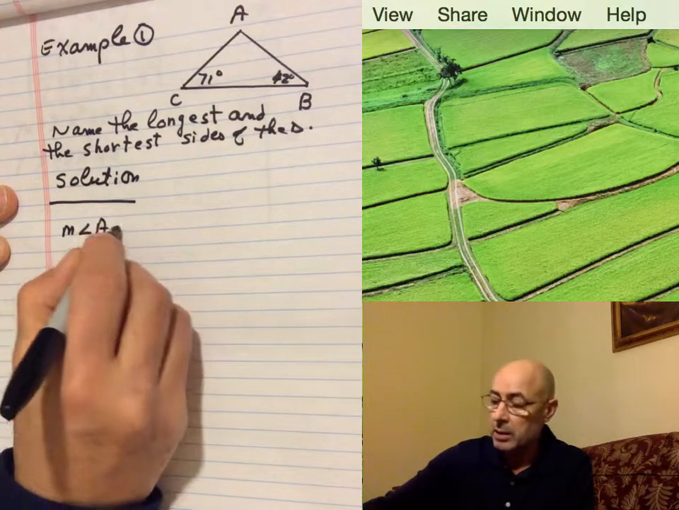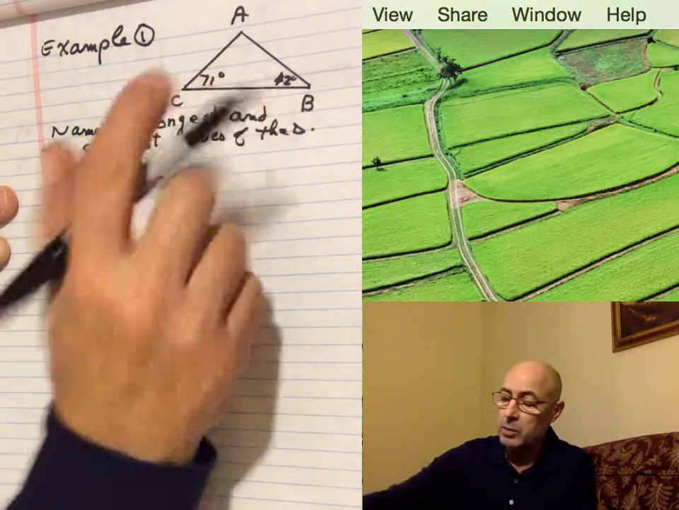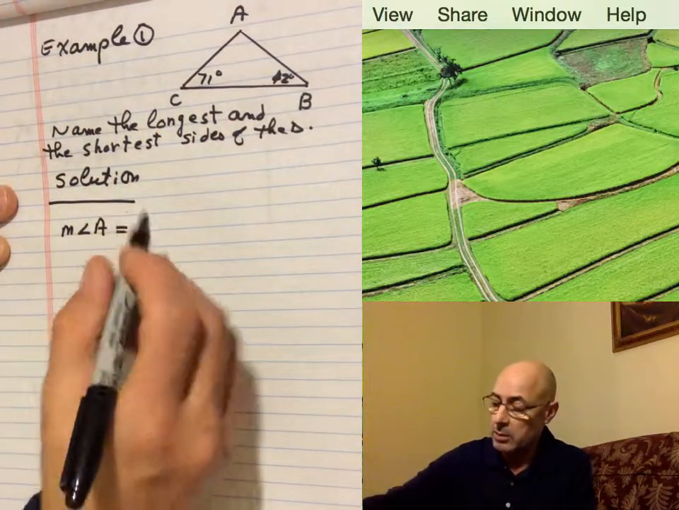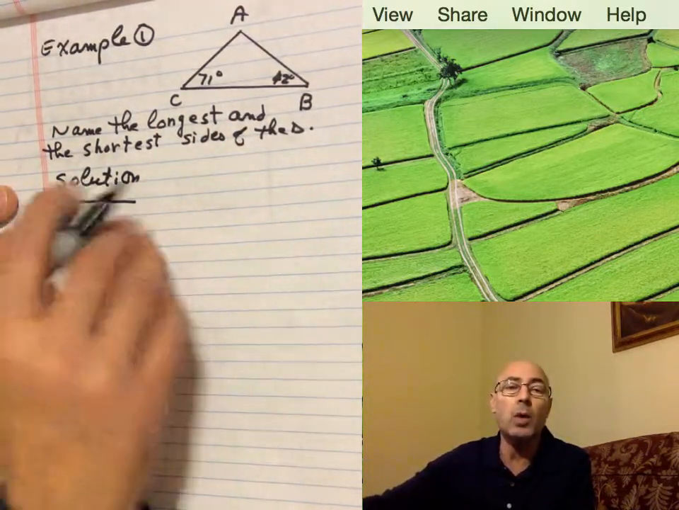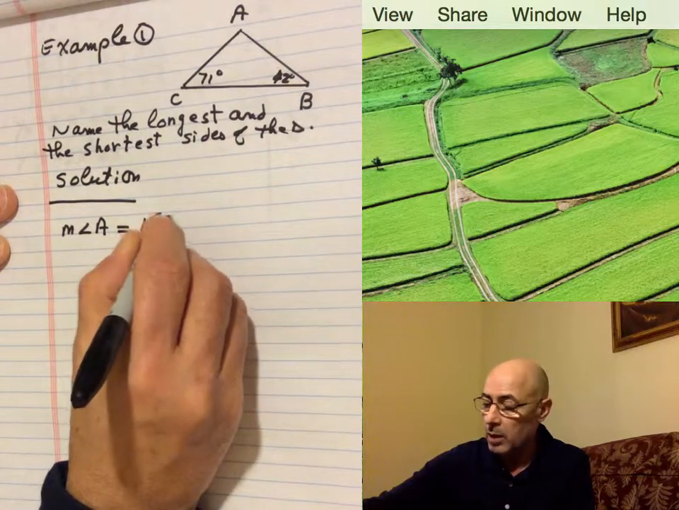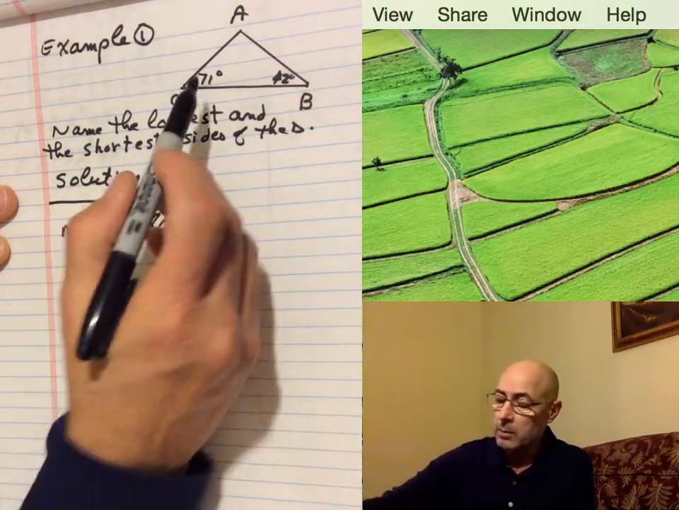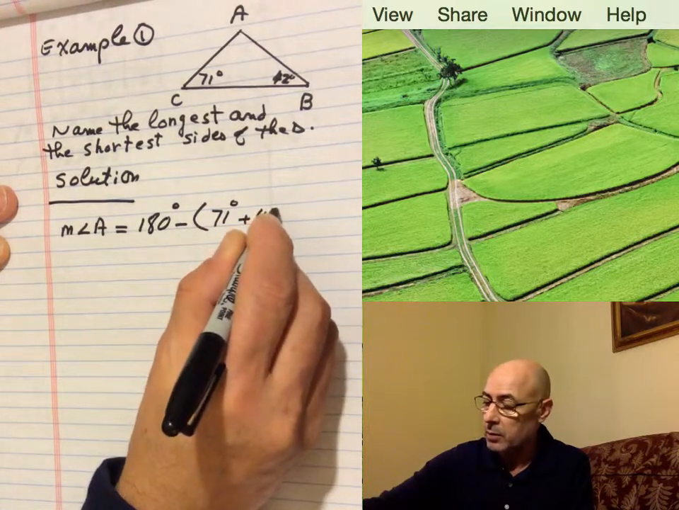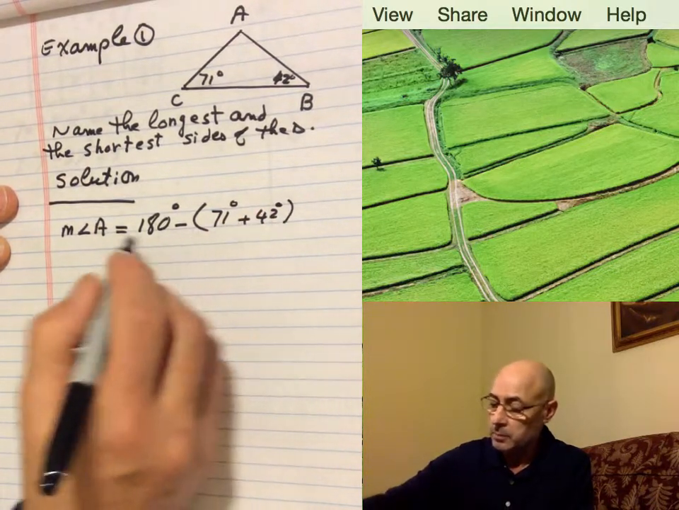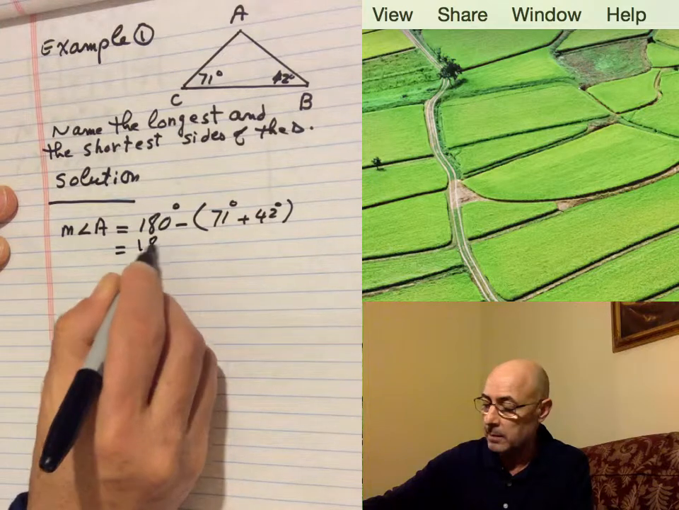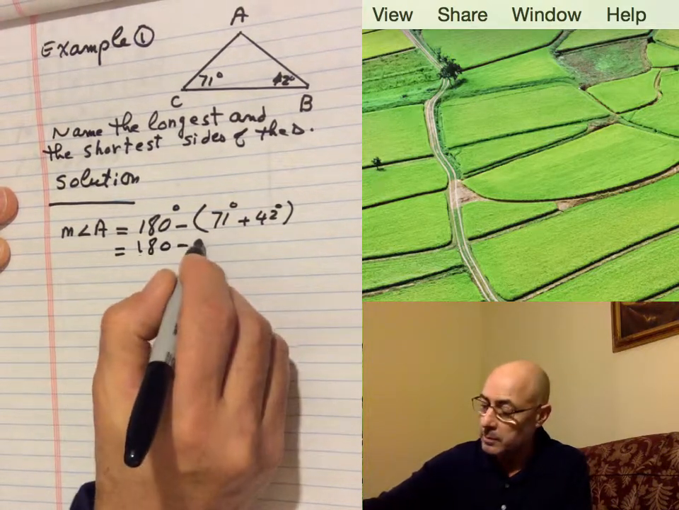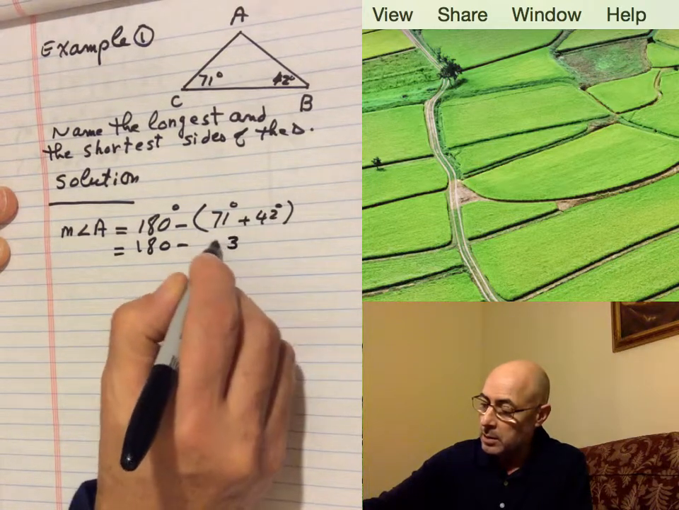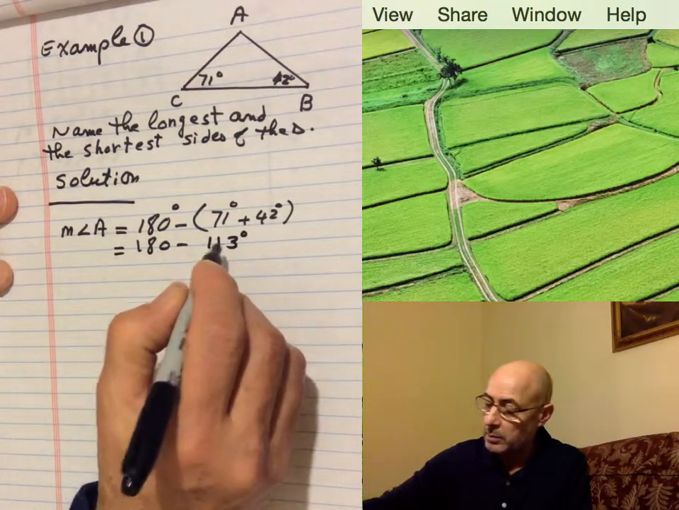To find measure angle A, I add these two given angles and subtract that from 180 degrees. So I can do that in one step by doing 180 degrees minus the quantity 71 degrees plus 42 degrees, which equals 180 minus 113.